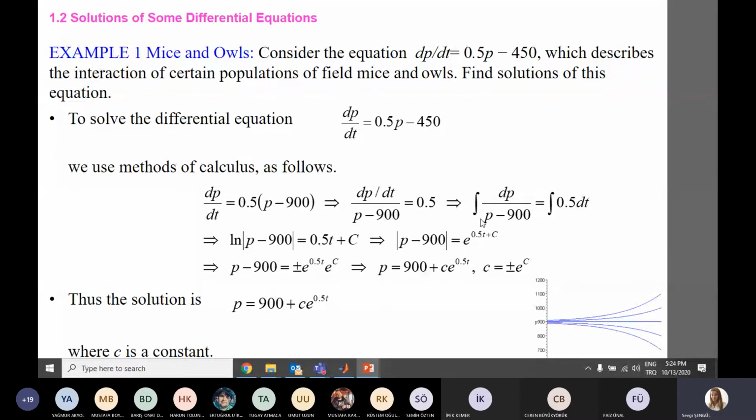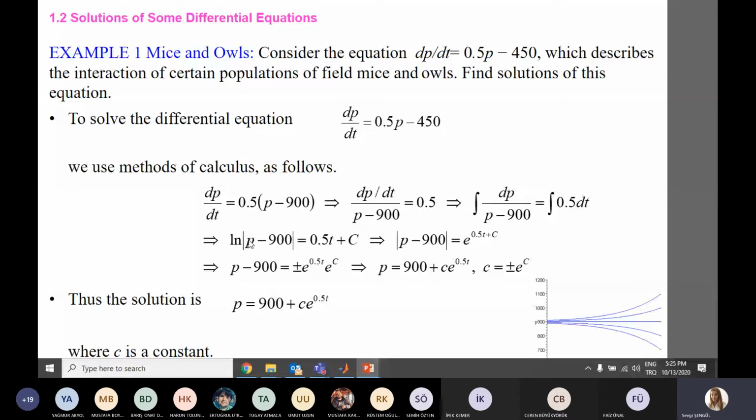So I have only the p variable here. I have only the t variable here. This is a separable equation, you can say that. Once you take the integral of each side, the integral of the left is ln of p minus 900. Again, please make sure that you remember taking the integral, okay? You are responsible for that. And if you take the integral for this one, it's just a constant, 0.5 t plus c.